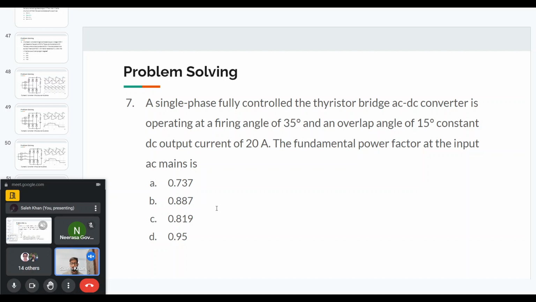The next problem says that a single-phase fully controlled thyristor bridge AC-DC converter is operating at a firing angle of 35 degrees, an overlap angle of 50 degrees, and a constant DC output current of 20 amperes. So we have a fully controlled thyristor bridge with four thyristors and a single-phase supply. The firing angle is given and the overlap angle is given. If you are given an overlap angle, you understand that there is a source inductance. And the DC output current is also given.